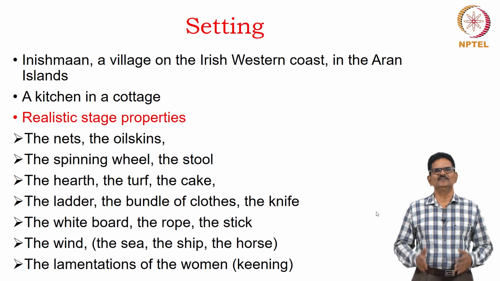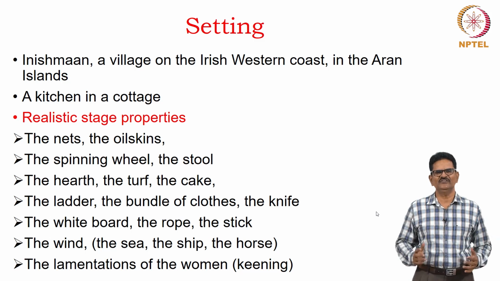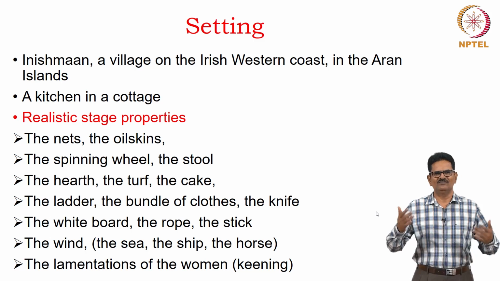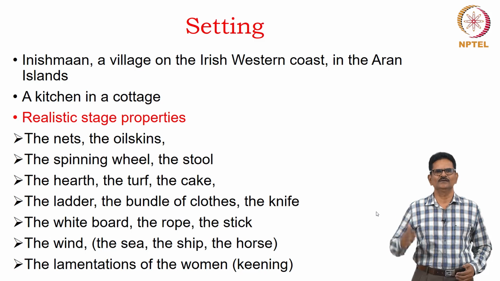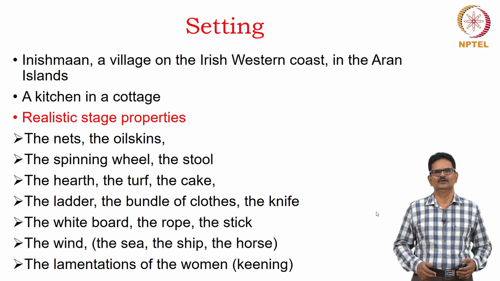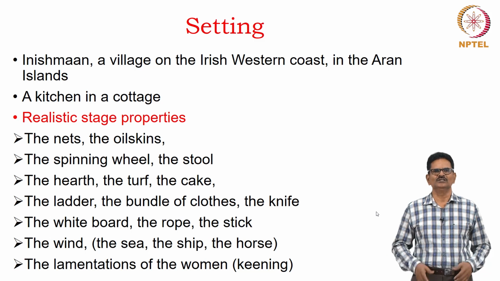The play is set in a village called Inishmaan on the Irish western coast in the Aran Islands. Specifically, we find the kitchen in a cottage. We have many realistic stage properties. We have listed many of them here: the nets, the oil skins, the spinning wheel. We can see that a character spins a wheel. There is a stool, the hearth, the turf, the cake. Further, we have many other features like the ladder, the bundle of clothes, the knife, the white board, the rope, the stick, the wind.